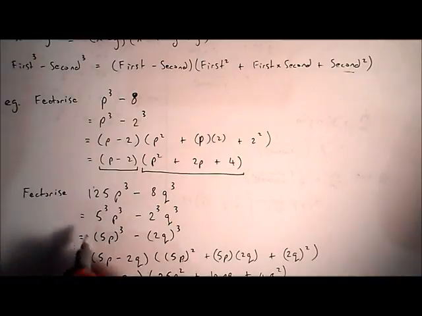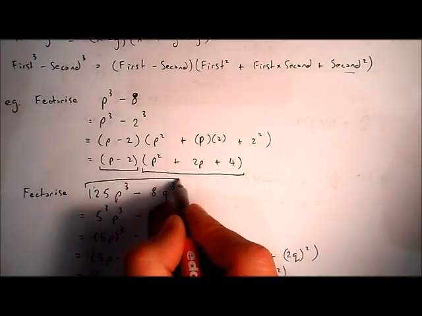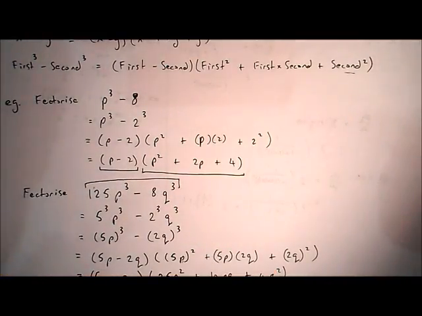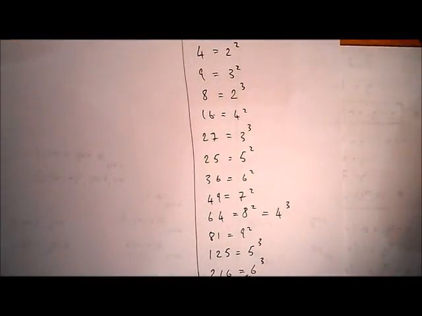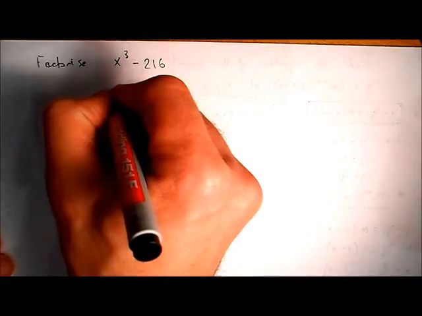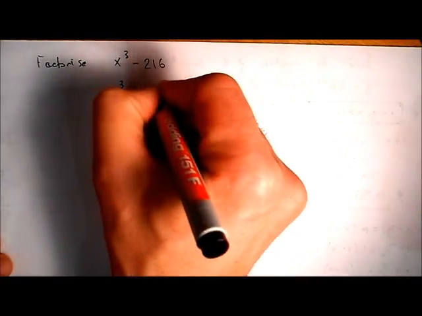And that's it. So again, I started off with a difference of 2 cubes, and I factorized it. I wrote it as a product, that times that. You can have a look at this example here. This is probably a bit easier actually. We've got to recognize that number 216 as being 6 cubed. So another way to write x cubed minus 216 is x cubed minus 6 cubed.